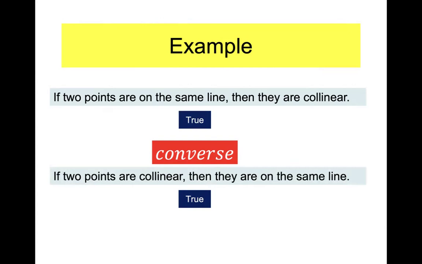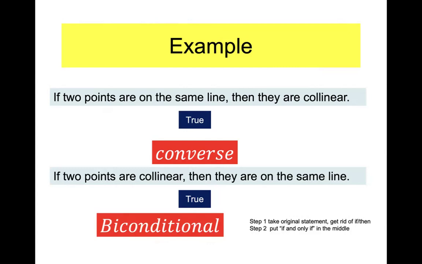So tonight for homework, they'll say, determine if you have a biconditional. If so, write the biconditional. What they want you to do is go back to the original conditional, that's the top statement there, and get rid of the words "if" and "then." I'm just going to cross them out, and I'm going to replace the word "then" with the magic words "if and only if." So let's see what it says now. 2 points are on the same line if and only if they are collinear.